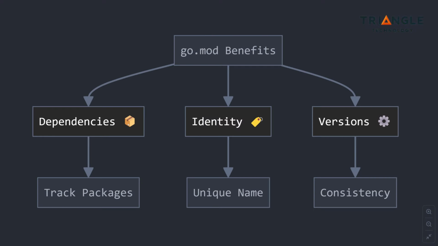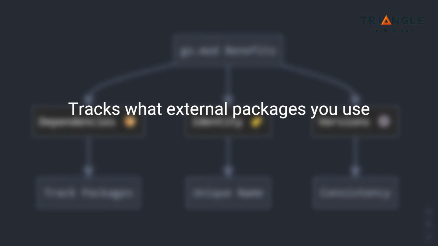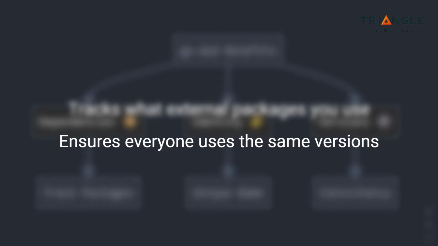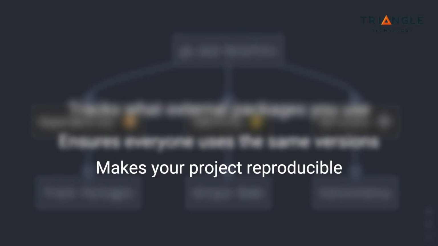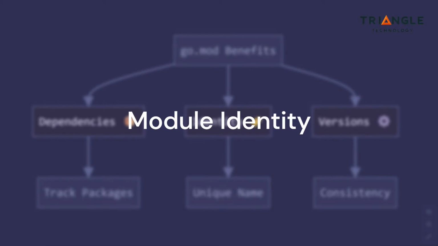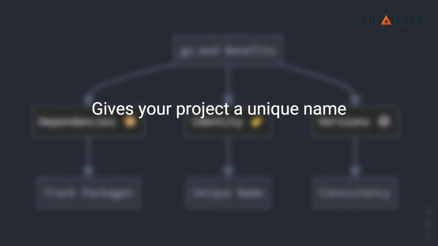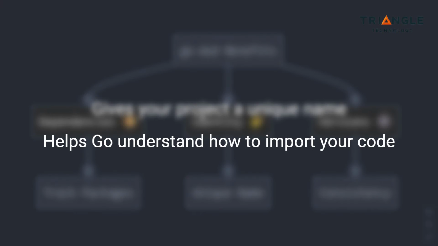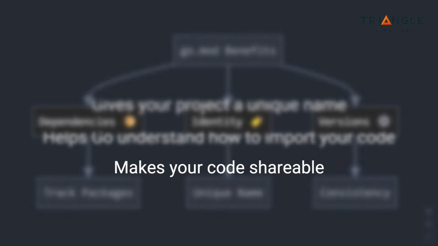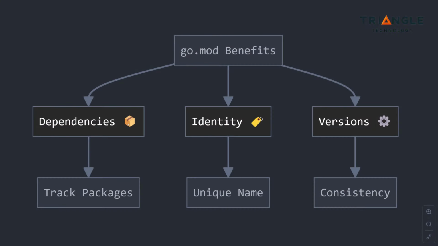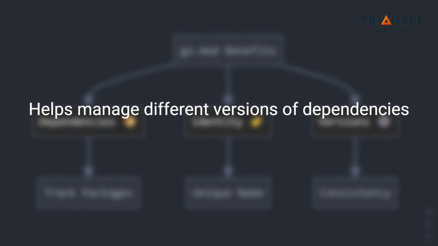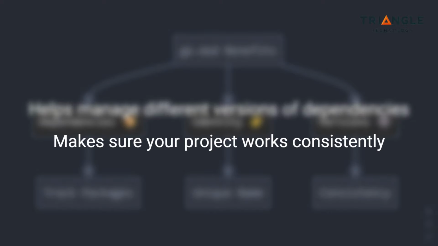Dependency management tracks what external packages you use, ensures everyone uses the same versions, makes your project reproducible. Module identity gives your project a unique name, helps Go understand how to import your code, makes your code shareable. Version control helps manage different versions of dependencies, makes sure your project works consistently.